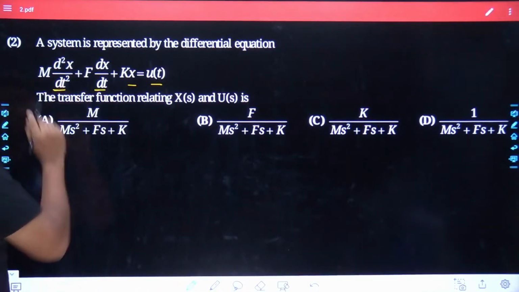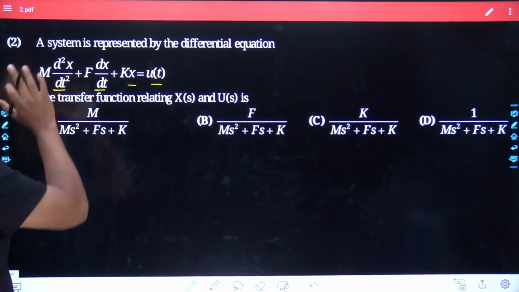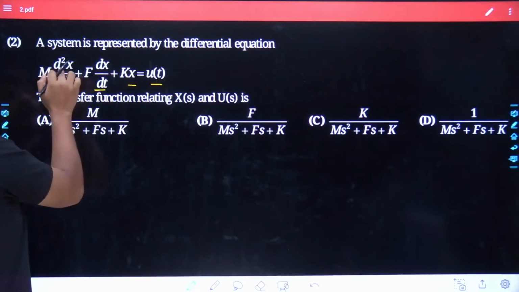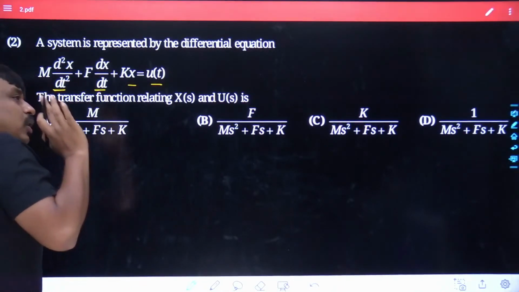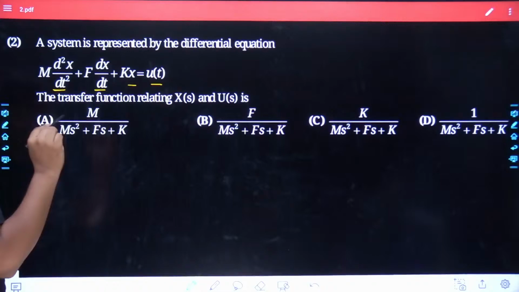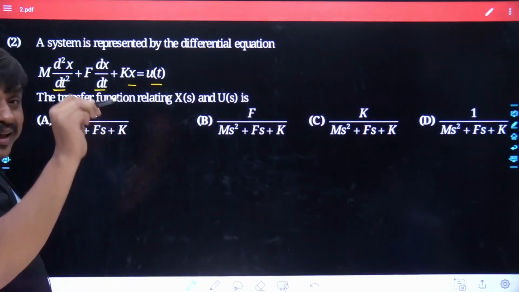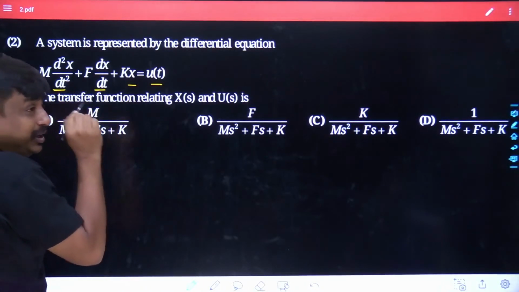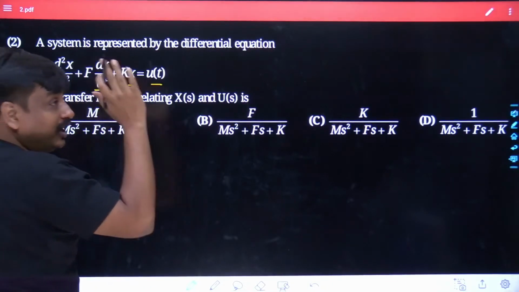d square x divided by dt square. Once we take the Laplace on both sides, as m is a constant value, m would be taken outside, and here the Laplace of d square x by dt square, logically speaking, is s square X of s minus s x of 0 minus x dash 0. But x of 0 and x dash 0 are initial conditions, and while calculating the transfer function, they have to get dropped out.